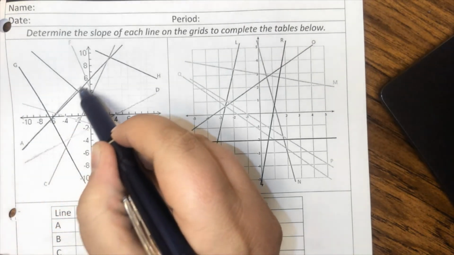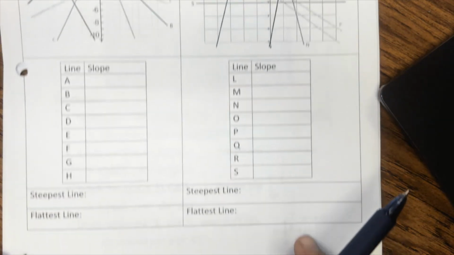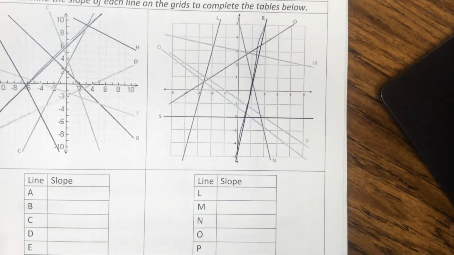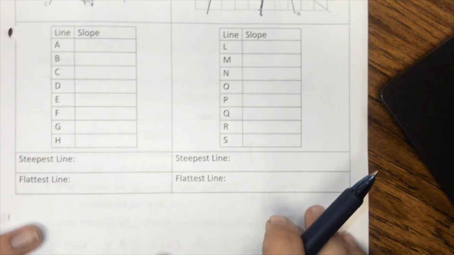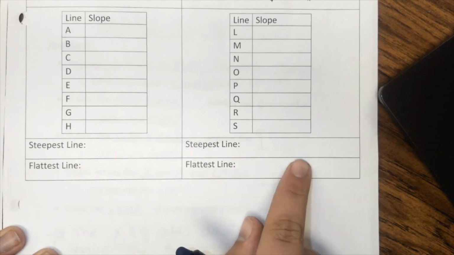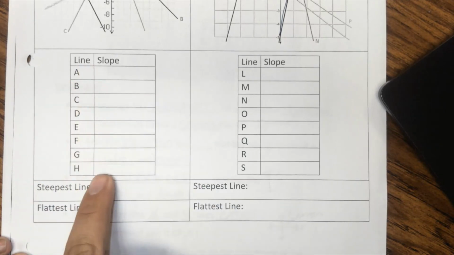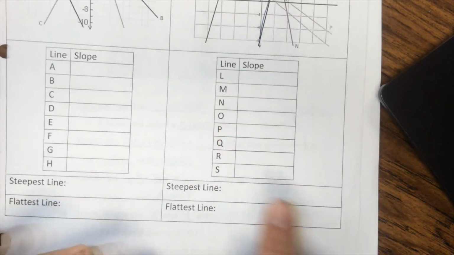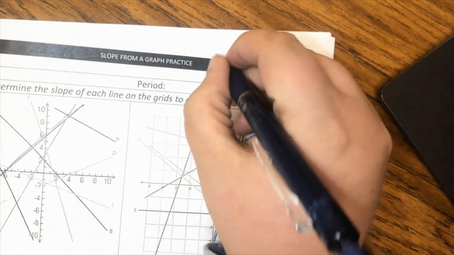This is line A. Put the slope for line A right next to that. Do the same thing here. This is line R. After you find the slope for line R, write that in the box right next to R. Then you're going to tell me what the steepest line and the flattest line is for each set of these lines. So I want the steepest line out of A through H, and I want the flattest line from A through H. I want the steepest line from L through S, and I want the flattest line from L through S. And that is your assignment on page 40. Yeah, page 40 on the front.